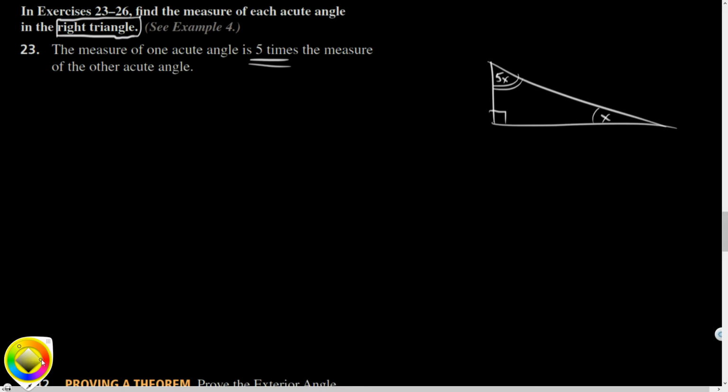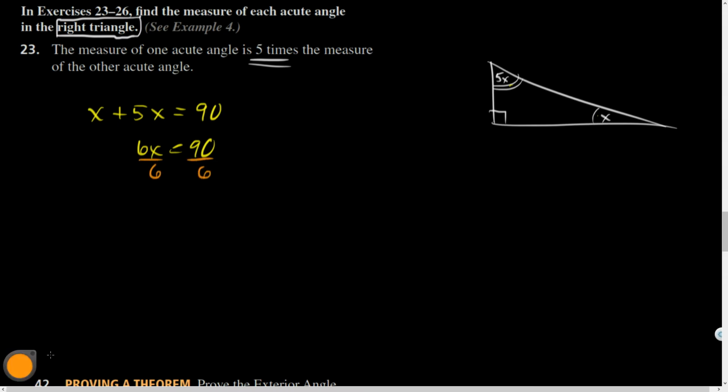Let's solve this. Here I could use the triangle sum and say 5x plus x plus 90 is 180. Or I could use the corollary to the triangle sum theorem. You guys remember the corollary? I would just take the two acute angles and say that they add to 90. So the corollary of the triangle sum is just to subtract the 90-degree angle from 180. So I would have 6x equals 90, divide by 6, and I feel like I should know what that equals.